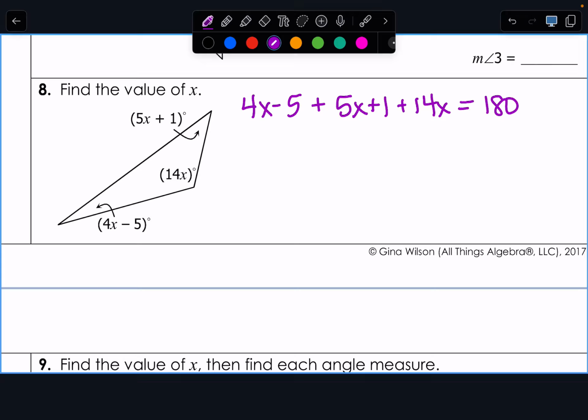And now we have a fun little equation to solve. Let's combine like terms. 23x minus 4 equals 180. So 23x equals 184.